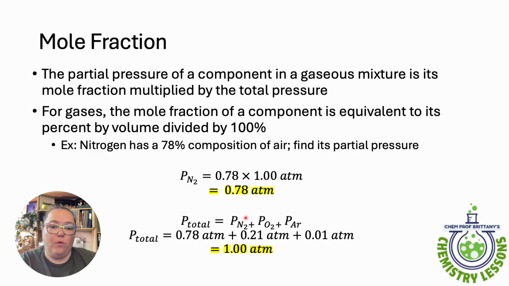So if I do that for the 3 major components of air, we've got the partial pressure of nitrogen, I did it again for oxygen, partial pressure of oxygen, partial pressure of argon gives me 1 total atmosphere, which I already knew, but this is just confirming that this works, right? So why do we care about these things?